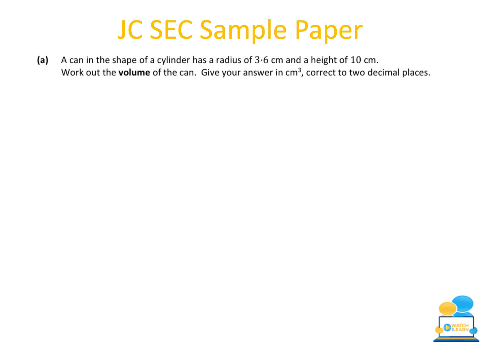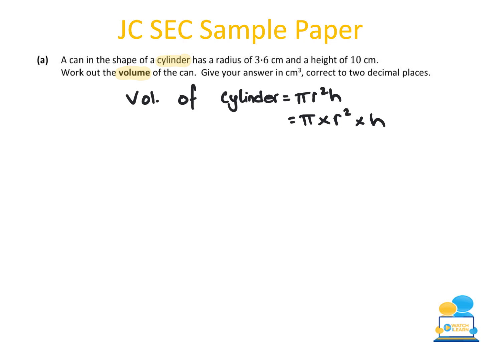Okay, so moving on to our next exam question, which comes from the SEC sample paper. It tells us that a can in the shape of a cylinder has a radius of 3.6 centimetres and a height of 10 centimetres. Work out the volume of the can and give your answer in centimetres cubed, correct to 2 decimal places. So again here, we're working with the volume of a 3D shape, and that shape is a cylinder. So just like I've done previously, we're going to write down what our volume of a cylinder is. And that is pi r squared h, or pi multiplied by my radius squared multiplied by my height.